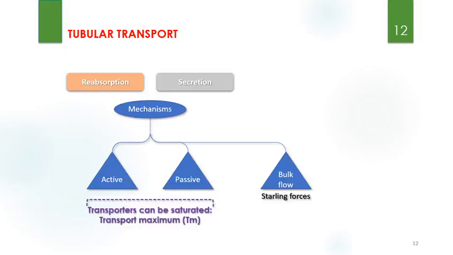It means that water and many other solutes are reabsorbed or secreted, mainly reabsorbed, by bulk flow. The active and passive mechanisms are mediated by transporters, and as you know, transporters can be saturated. So there's a value for each transport mechanism known as the transport maximum, the maximal amount that can be reabsorbed or secreted. In other words, the maximal transportation rate.